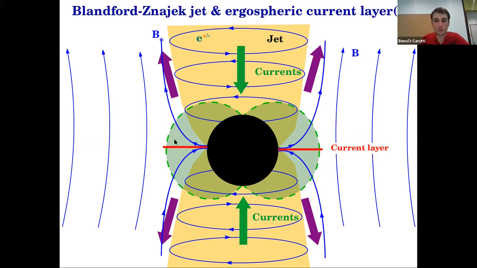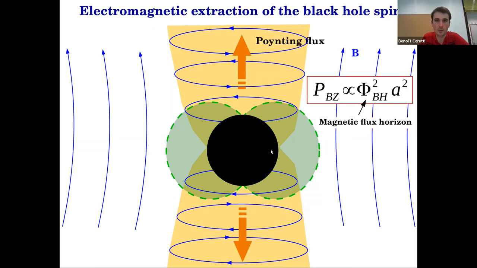The other feature, which is very important for what's coming next, is the equatorial current sheet, where the current is closing in towards the horizon. So this jet is extracting electromagnetic energy from the spin of the black hole. This is the so-called Blandford-Znajek mechanism that you recognize here, where the electromagnetic power scales as the magnetic flux through the horizon of the black hole times the spin squared of the black hole.